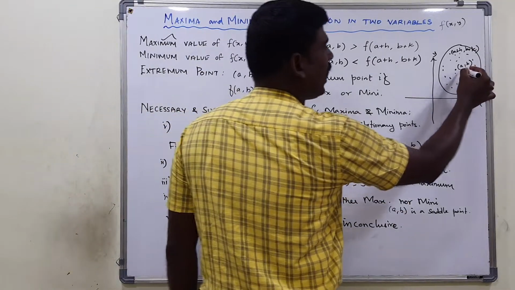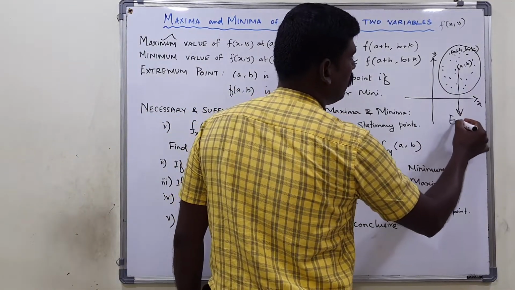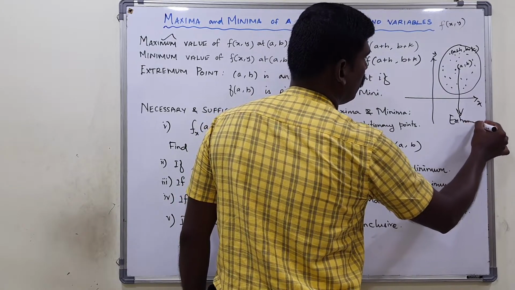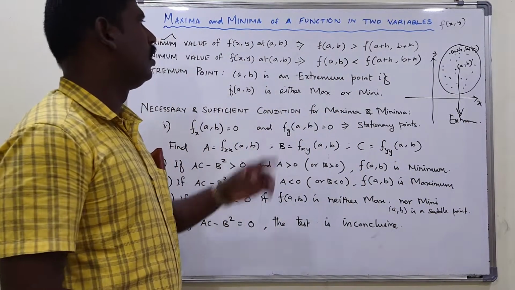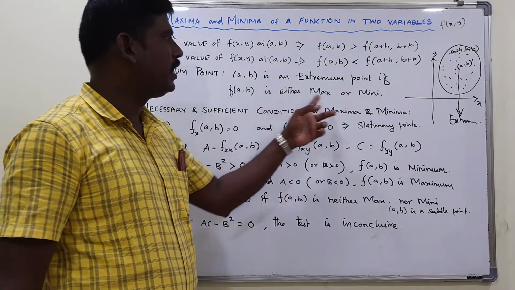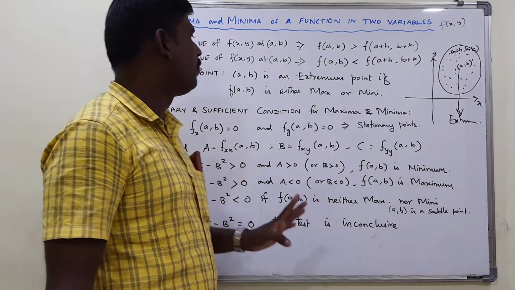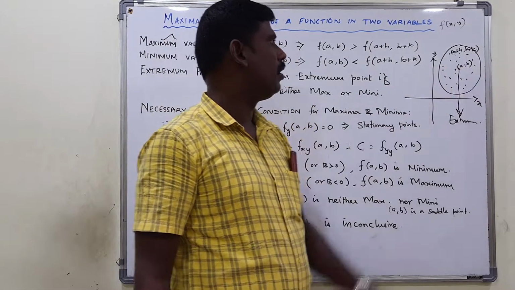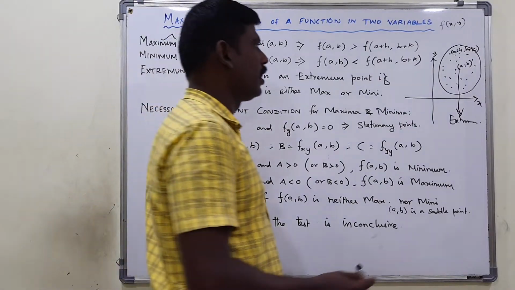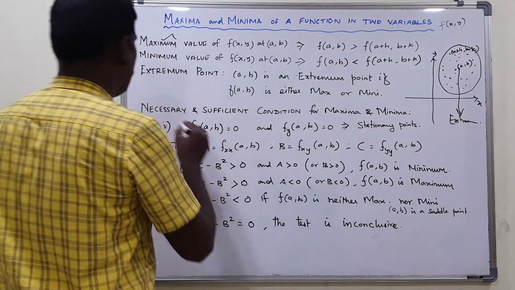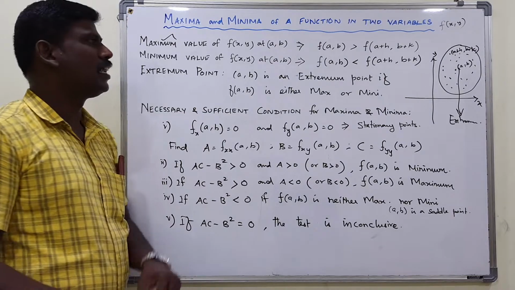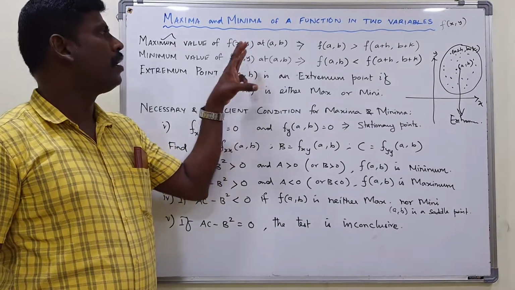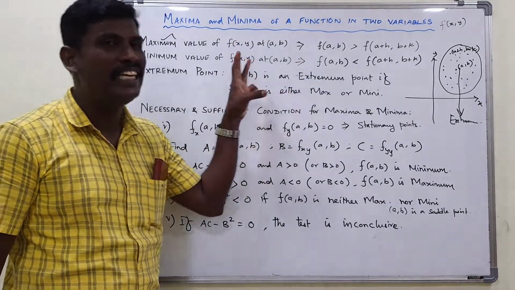When we say that it is an extremum point, f of a comma b takes either a maximum or a minimum value, then we call it an extremum point. That's all. These are all the basic concepts on maxima and minima based on the definitions.